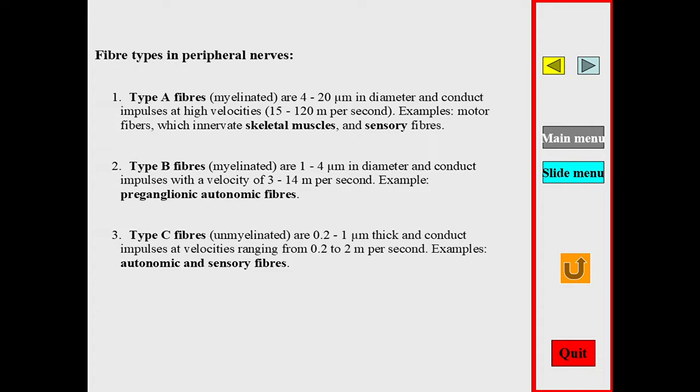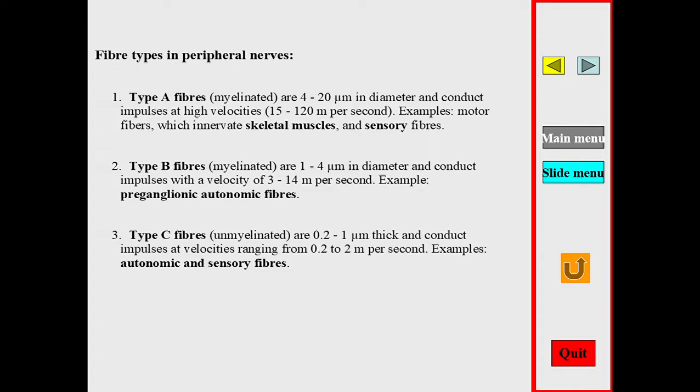Generally speaking, the peripheral nerves are of three types, and this classification depends on their width or velocity. For example, type A fibers are usually myelinated fibers, 4 to 20 micron in diameter. They conduct impulses at a velocity of 15 to 120 meters per second. Examples are the skeletal muscle and the sensory fibers.